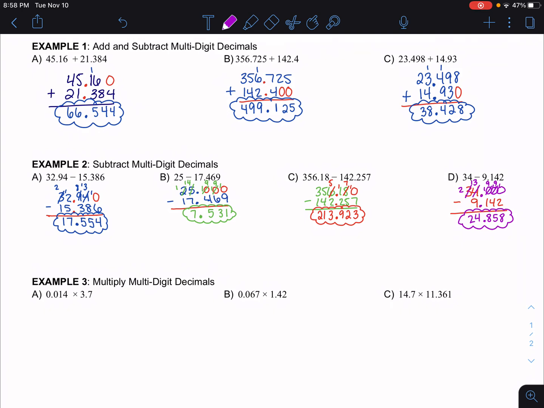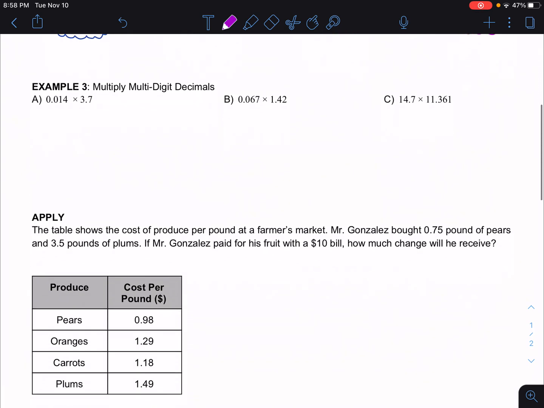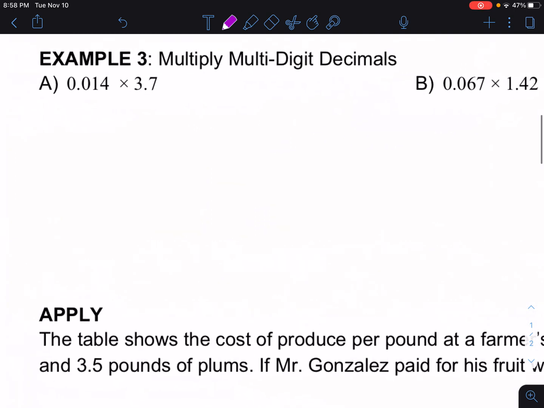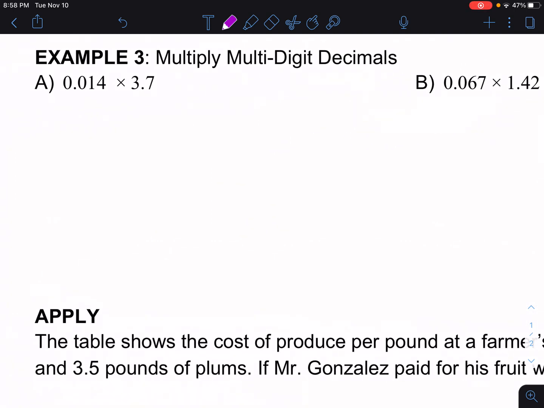When you add, if you get a number bigger than 10, you have to carry over. If you're subtracting and the subtraction doesn't work, you have to borrow. Okay? In example 3, we're going to multiply multi-digit decimals. When you multiply, you do not have to line up the decimals. So when I set up my multiplication, I'm going to have 0.014 times 3.7. And I do not have to line up the decimals.